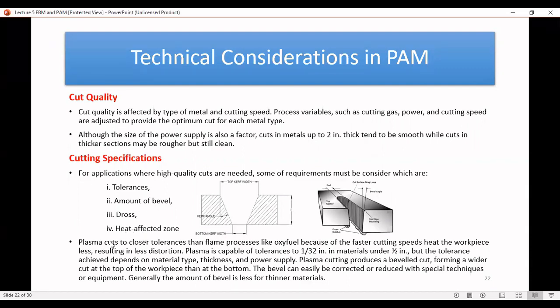The other thing is heat affected zone. There'll be some heat affected zone to a certain thickness on the machined surface. So you have to take that into consideration. So in terms of cutting specifications, you have to be aware that there are some tolerance limitations. The cut is beveled, so there'll be some dross at the bottom. And due to the heat, there's a heat affected zone on the cutting surface.